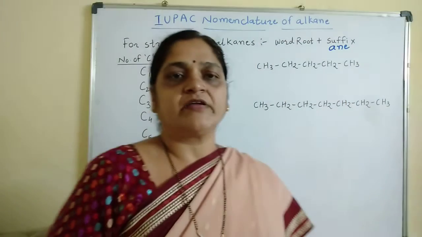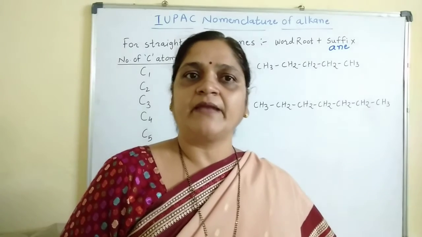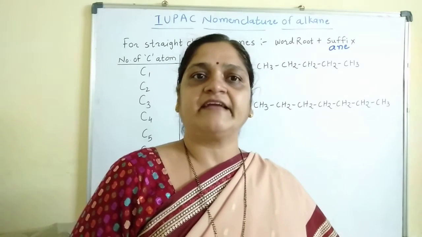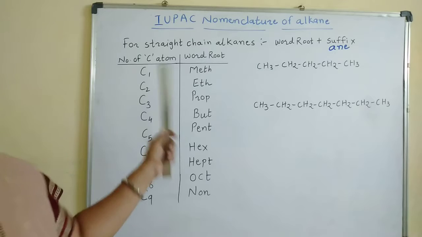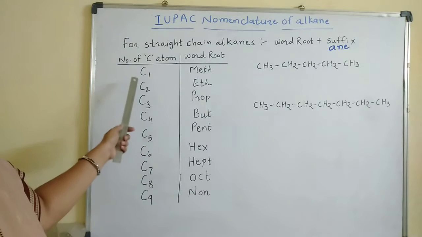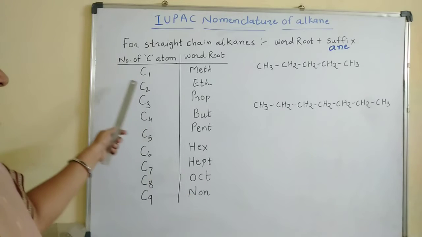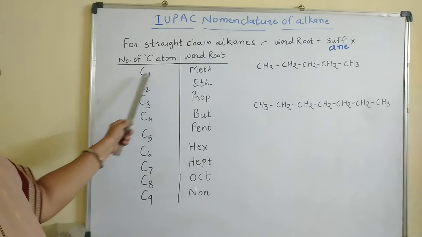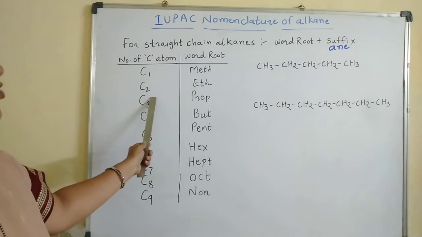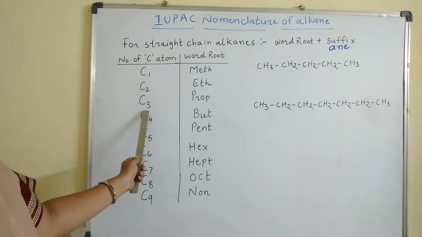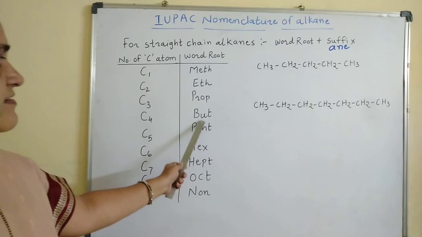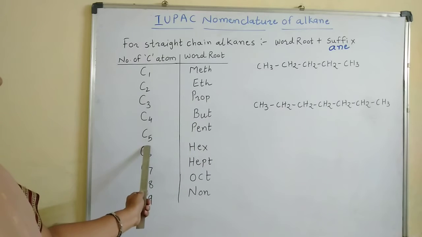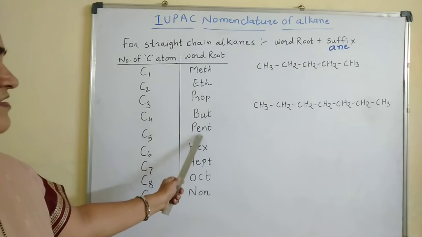And the word root is decided by the number of carbon atoms present in the straight carbon chain. So there are certain names given according to the number of carbon atoms present in the carbon chain. If one carbon atom is present, word root is meth. If 2 are present, word root is eth. 3 are present, word root is prop. 4 carbon atoms present in the chain, then word root is but. 5 carbon atoms are present and word root is pent.